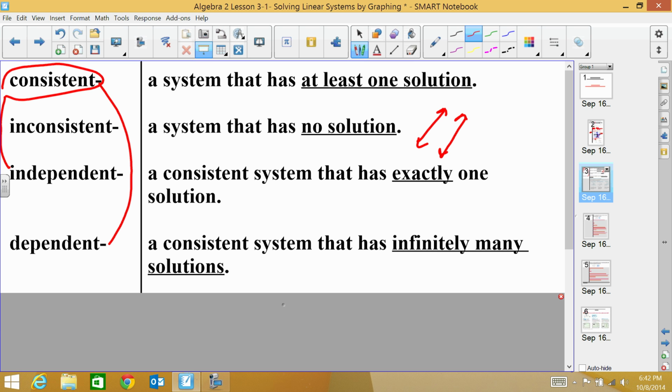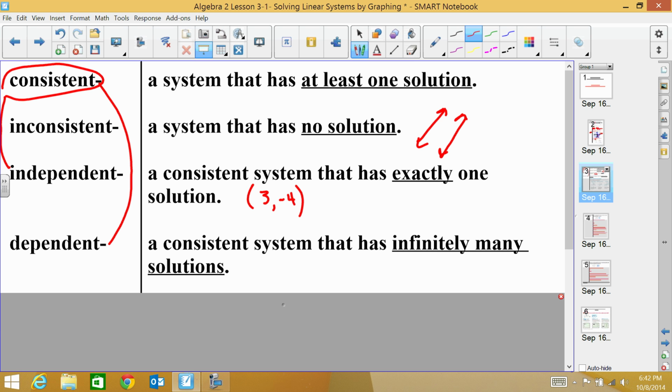Okay? So if it has a solution, it can be independent, which means it just has one solution, like the system that we did before when it had the point 3, negative 4 as the solution. That would be consistent and independent. Okay? Then dependent is when the system has infinitely many solutions.